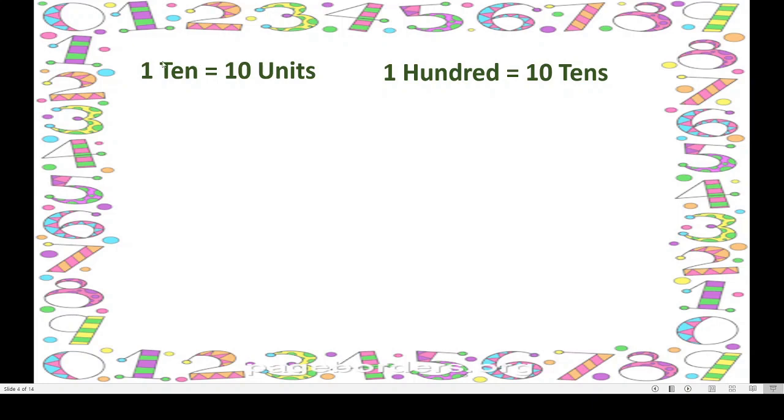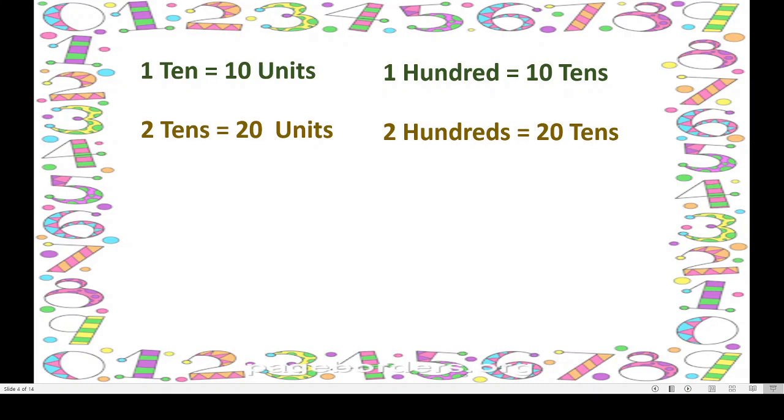Now tell me then, 2 tens means how much? Yes, very good, 20 units. And 2 hundreds is equal to 20 tens. If I want the change of 10 rupees each, and I have 200 rupee notes, then I will get 20 notes of 10 rupees. Okay, we will solve some more.